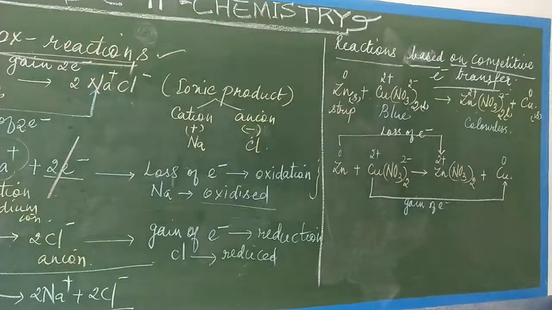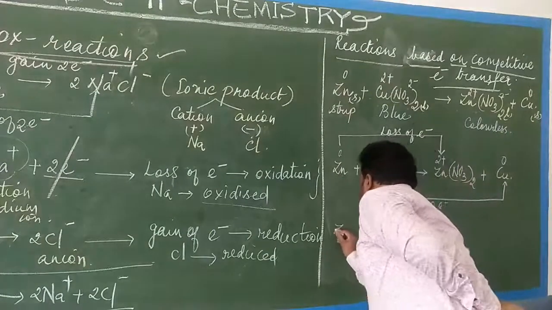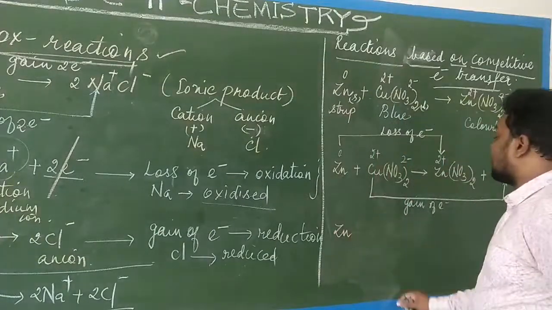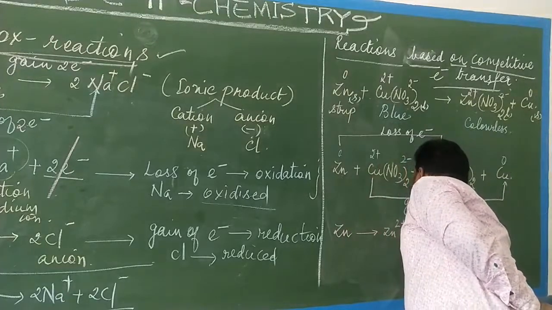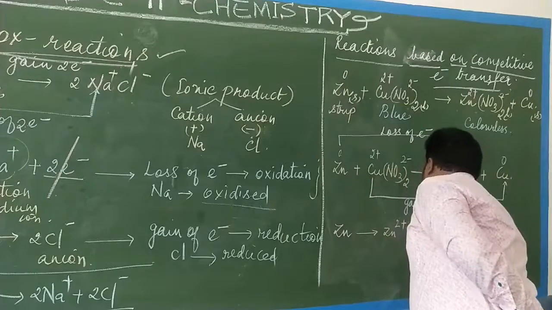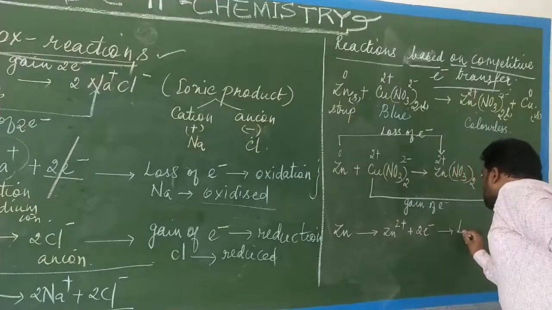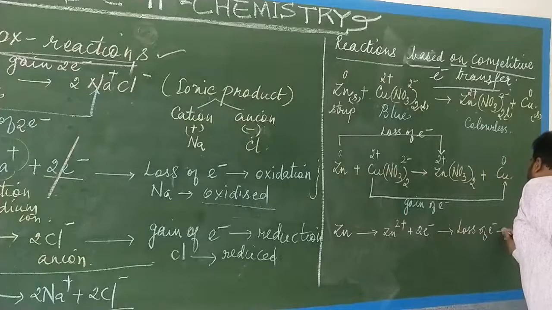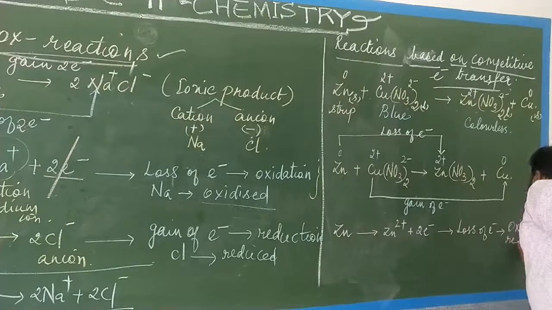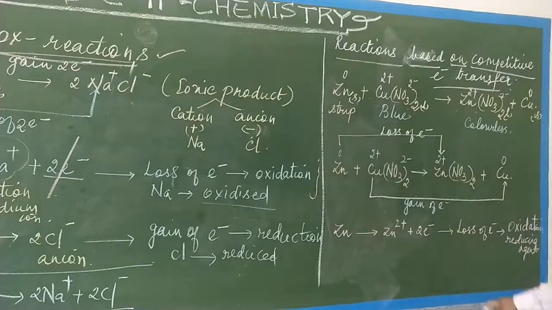But we'll write down the reactions separately. That is Zn becomes Zn2 plus plus 2 electrons, because here loss of electrons has taken place. Loss of electrons, so therefore we can call it an oxidation reaction. And this zinc acts as a reducing agent. The zinc acts as a reducing agent. That is the first condition.